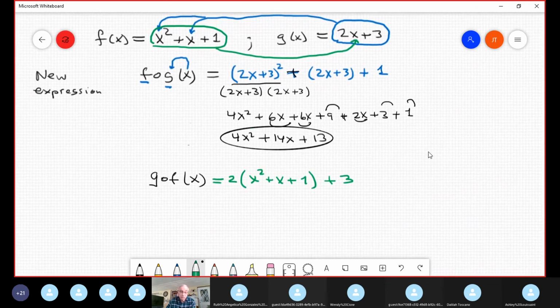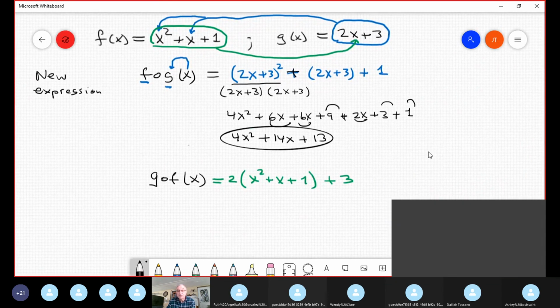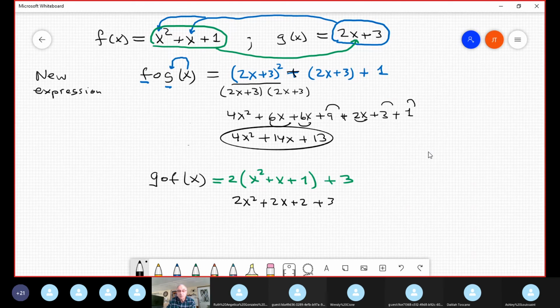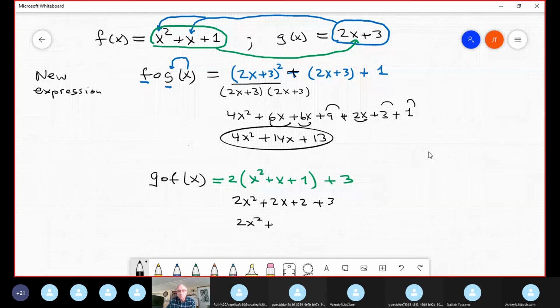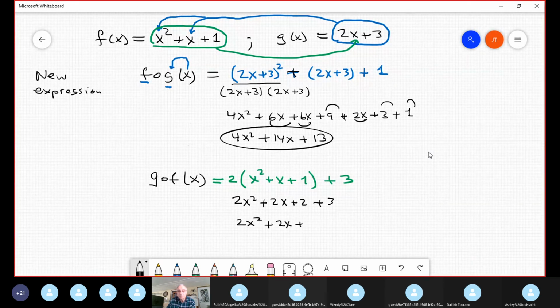And leave it like that? No. The rest is the distributive property and combine later. 2x squared plus 2x plus 5. And it's my final expression.